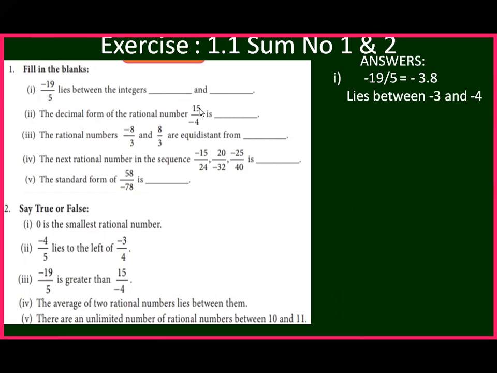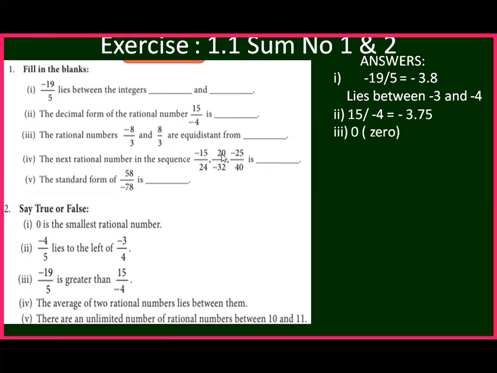The decimal form of the rational number 15 by minus 4. They are asking you to write it in decimal form. When you divide, you get minus 3.75. The rational numbers minus 8 by 3 and 8 by 3 are equidistant from. Since both denominators are the same, minus 8 and 8 are at equal distance from 0. The next rational number in the sequence. When you look at the numbers, you can see the numerators are multiples of 5 and the denominators are multiples of 8.